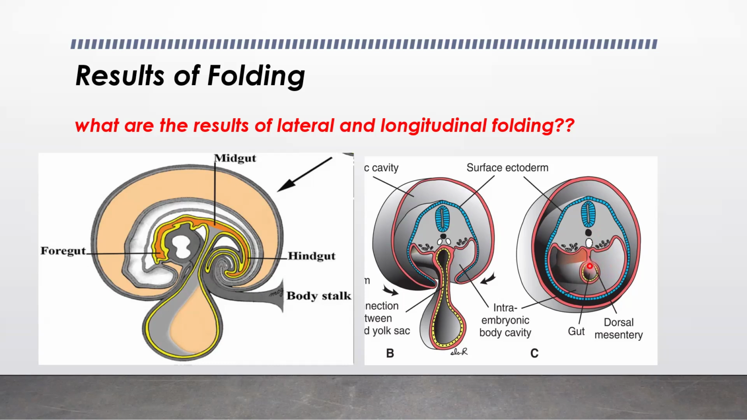This tube will extend from the buccopharyngeal membrane up to where we have the cloaca. It's not a straight tube, given that we have the longitudinal folding happening, so it is cylindrical in nature, but now the pipe is folded longitudinally in that fashion.